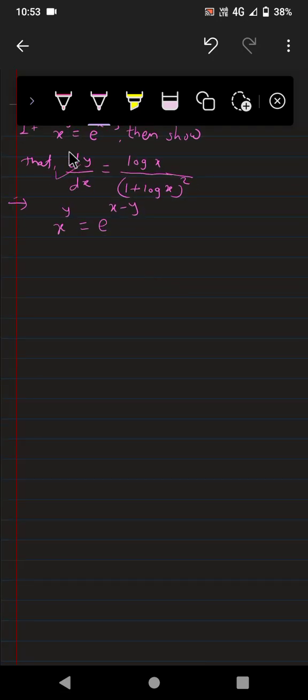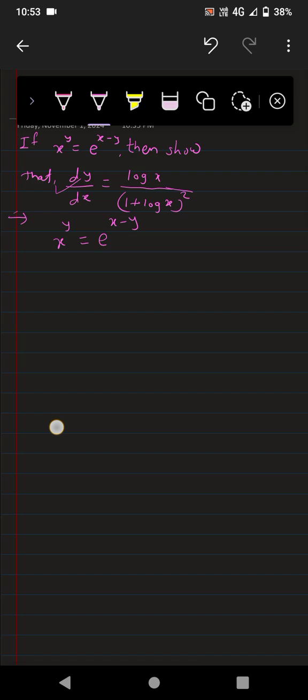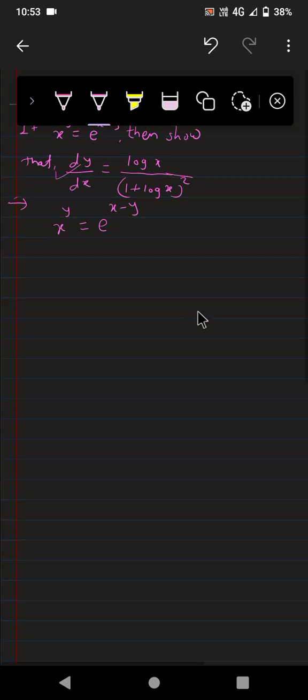So the question is, if x raised to y is equal to e raised to x minus y, then show that dy by dx is equal to log x upon (1 plus log x) whole square. So what is the given? x raised to y is equal to e raised to x minus y. Taking log on both sides.